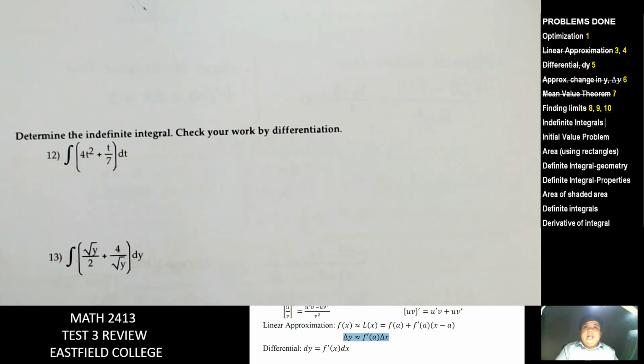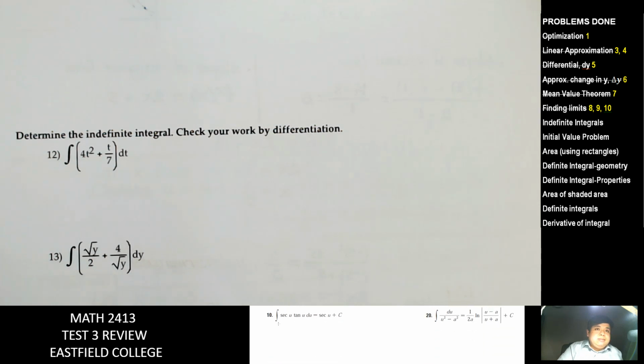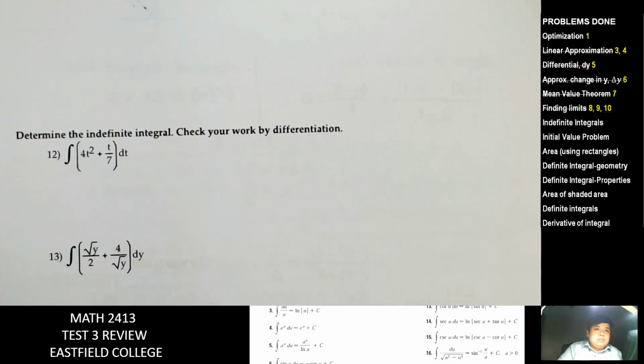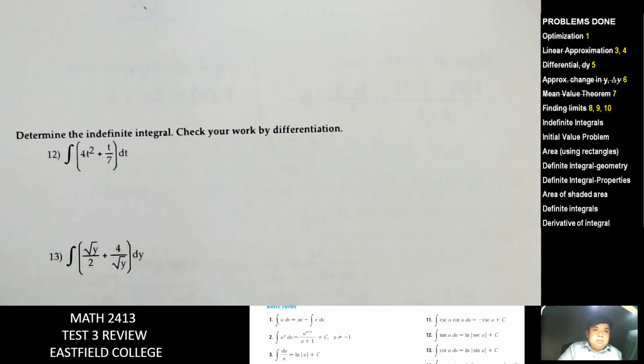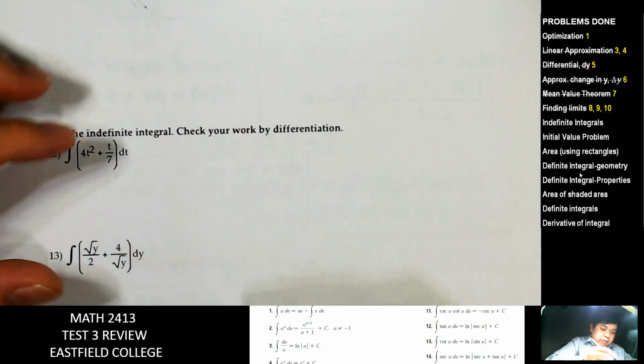Next we have indefinite integrals. For this we have the formulas, the whole table here. So first we have the power rule. So I'll do a few of these.